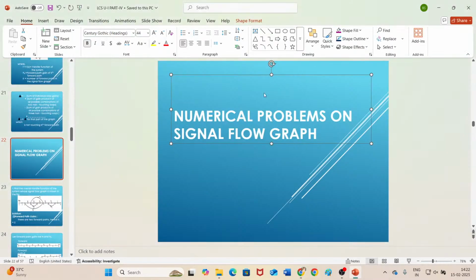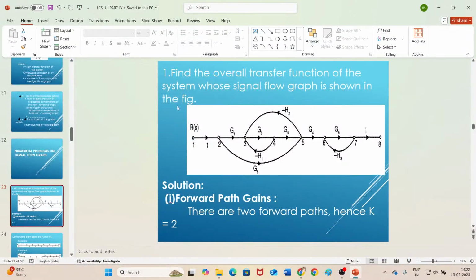Okay then. I'll start the class. So, numerical problems on signal flow graph. I will start with this problem.